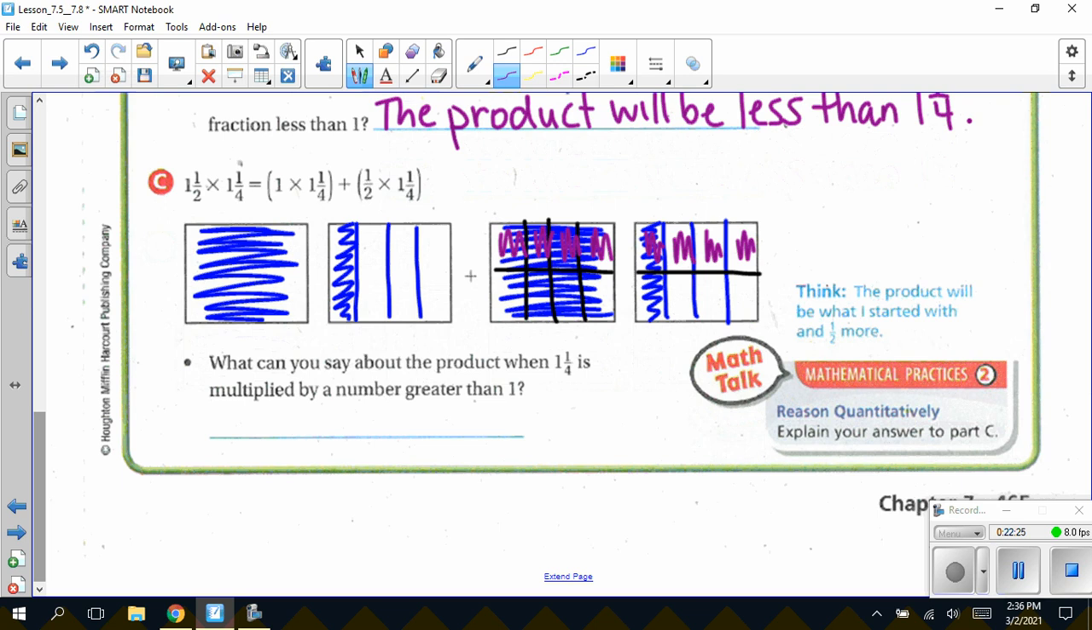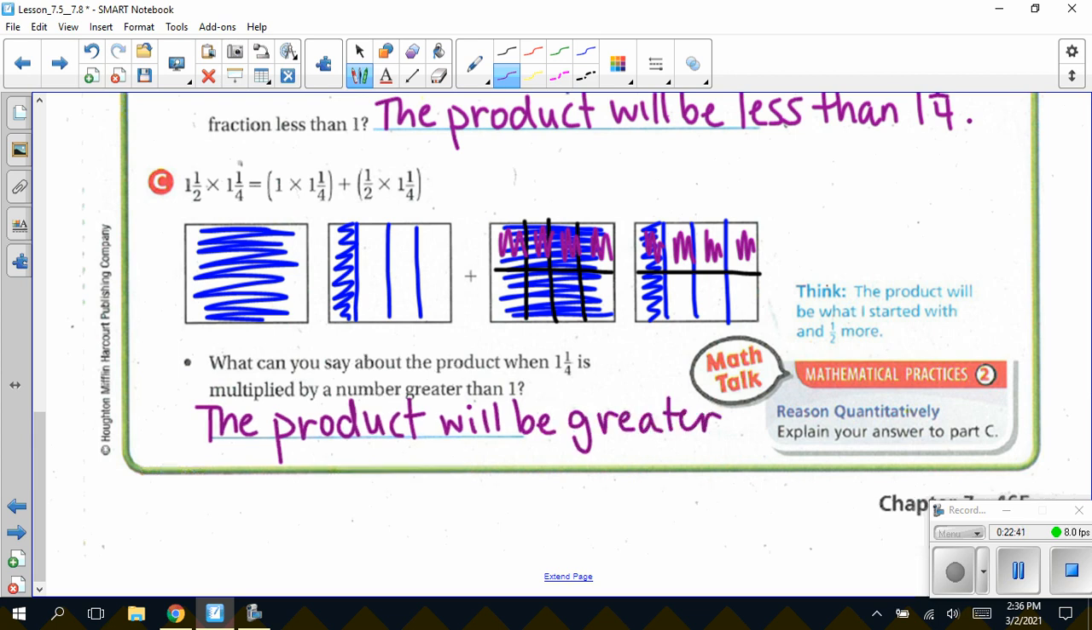We would know that the product will be greater than both factors.